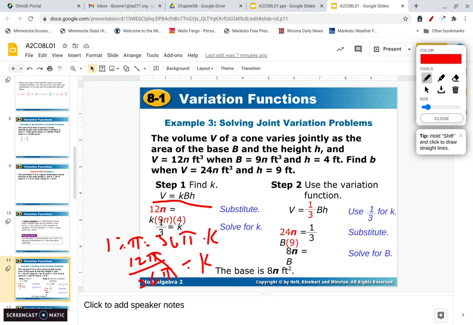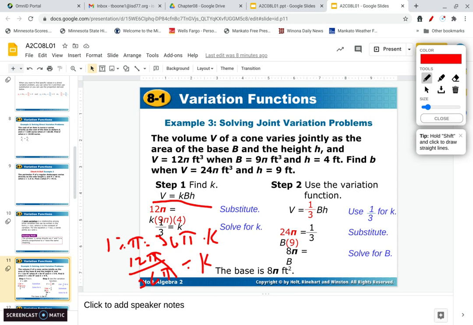So we're going to put that back into our formula. V, the volume, is going to be 1/3 the area of the base times height, which actually is the volume of a cone. All right, now it says find B. So now we don't know the area of the base. When the volume is 24 pi, we still have the 1/3. We don't know what the area of the base is, but we know the height is 9.